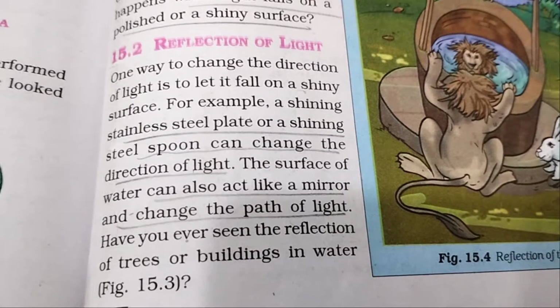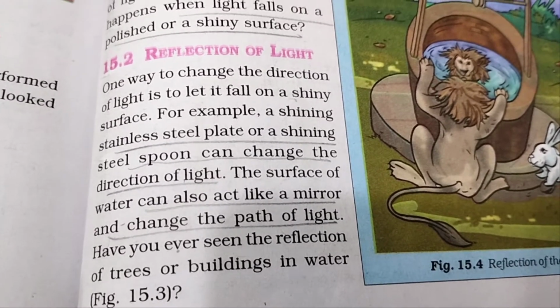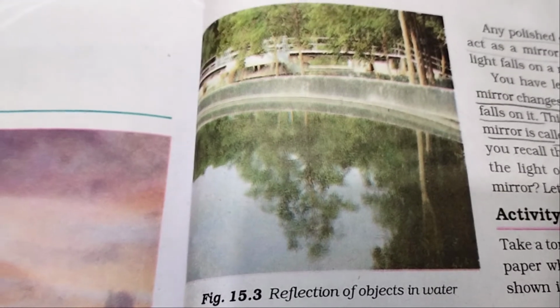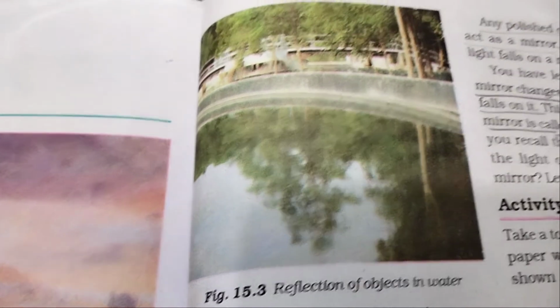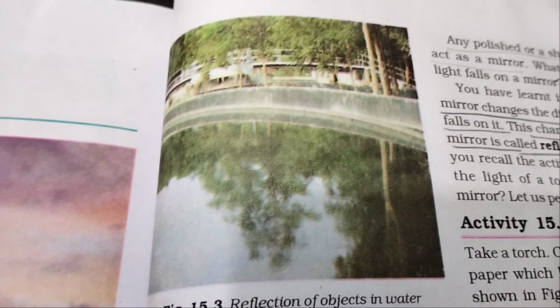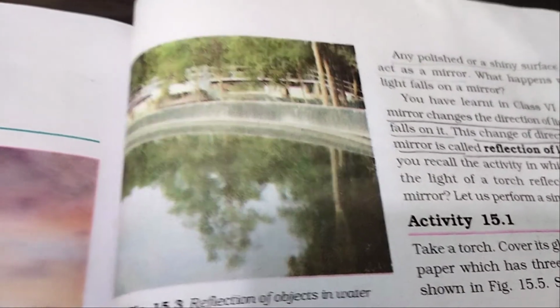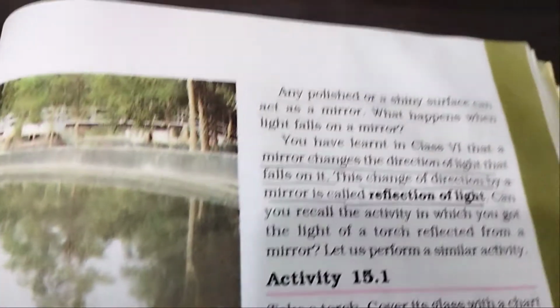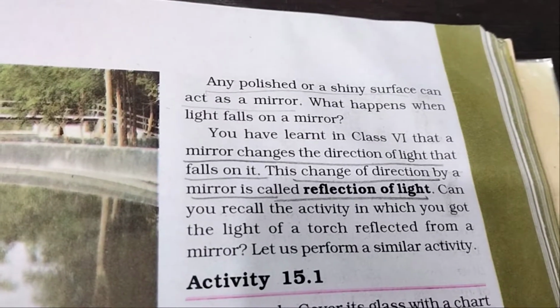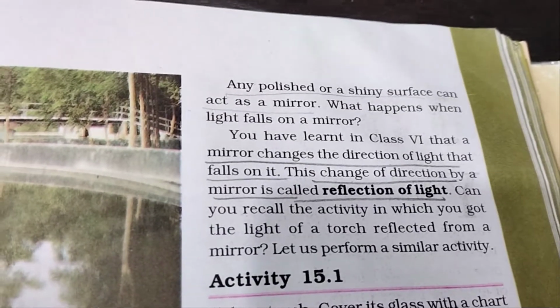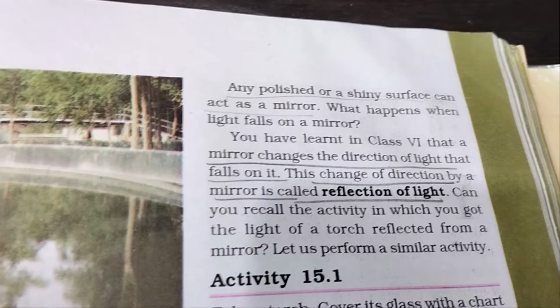Have you ever seen the reflection of trees or buildings in water? Can you see here? This is the best example of the reflection of objects we are going to see in the water. This is a phenomenon we have seen so many times when passing by a lake or any water body. So any polished or shiny surface can act as a mirror. So what happens when light falls on the mirror?